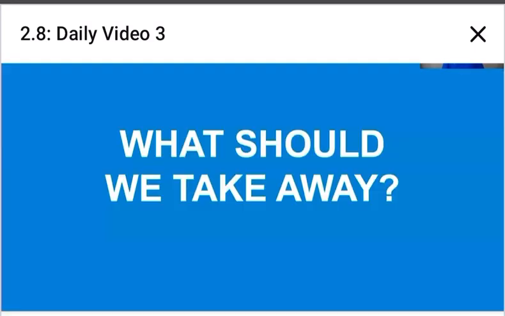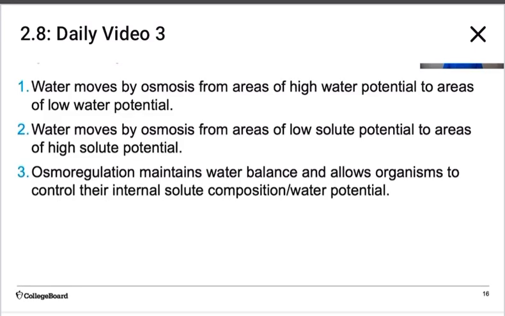So what should you have taken away today? Well, first, water moves by osmosis from areas of high water potential to areas of low water potential. Water moves by osmosis from areas of low solute potential to areas of high solute potential. Osmoregulation maintains water balance and allows organisms to control their solute composition and water potential.